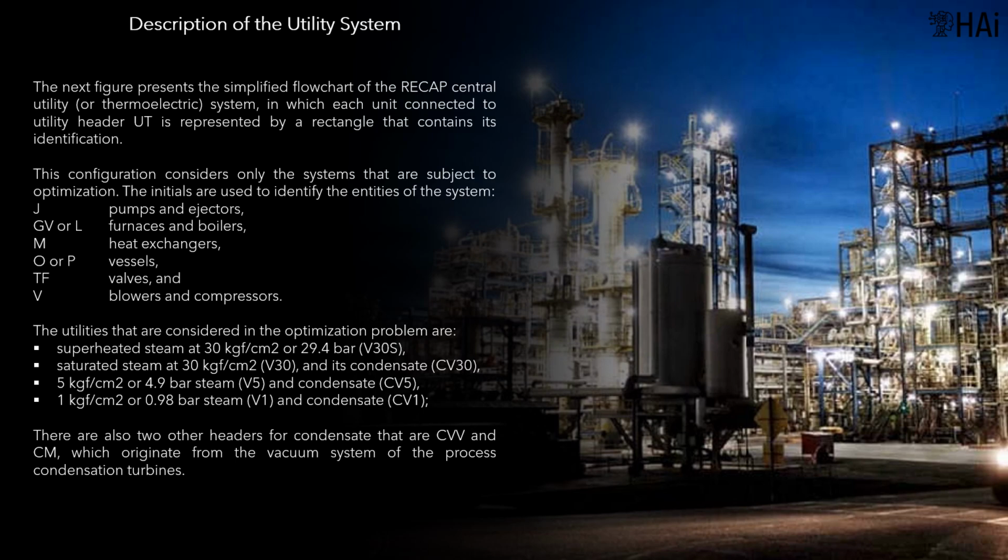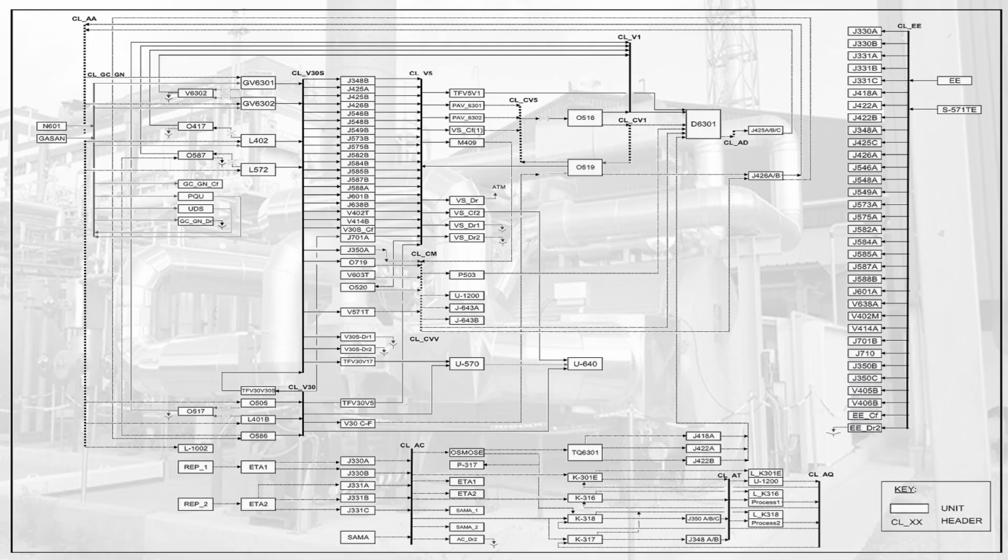Description of the utility system. The figure presents the simplified flowchart of the Recap central utility system, in which each unit connected to utility header UT is represented by a rectangle that contains its identification. This configuration considers only the systems that are subject to optimization.